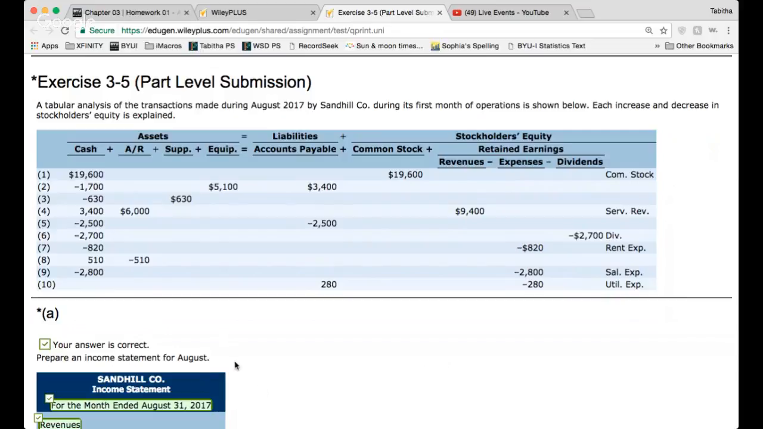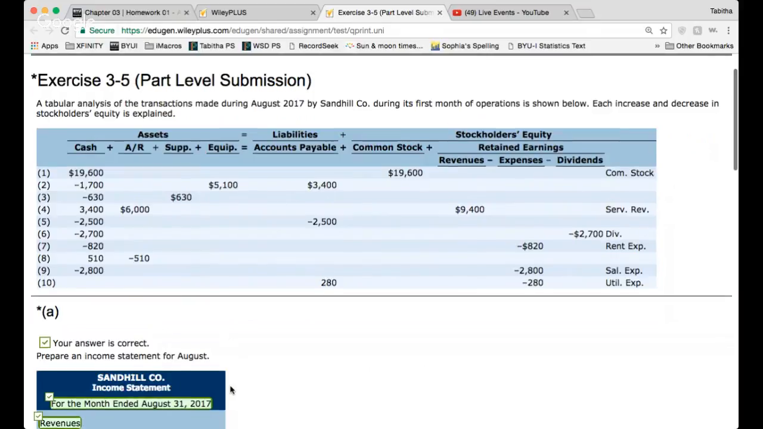Down here, I've already done all the reports and verified it through Wiley that my answers were correct. So I'm just going to scroll through this as we go along. Sandhill Company income statement for the month ended August 31st, 2017. This is a record of the month's transactions of revenues and expenses.